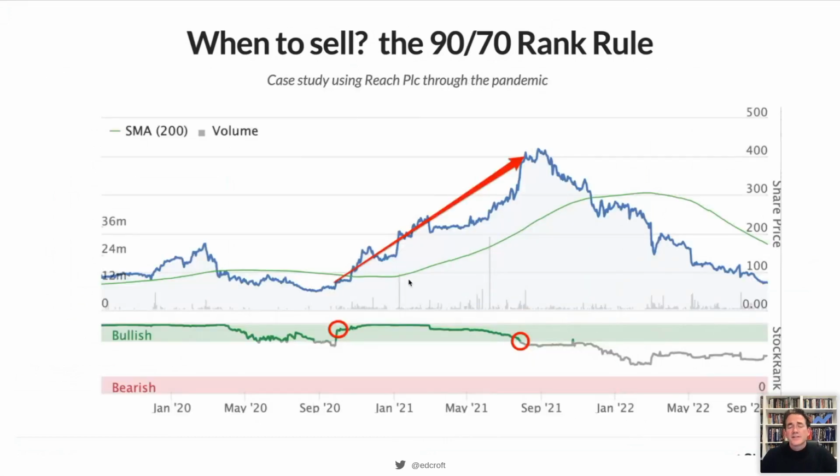And this is a case study of Reach PLC, which I did own in the pandemic, which spiked up to a rank of 90 in this little performance chart, a four-bagger. I actually sold there, just after it dropped back below 70. It doesn't work every time, but that was a terrific bit of timing because the share has fallen considerably since then.